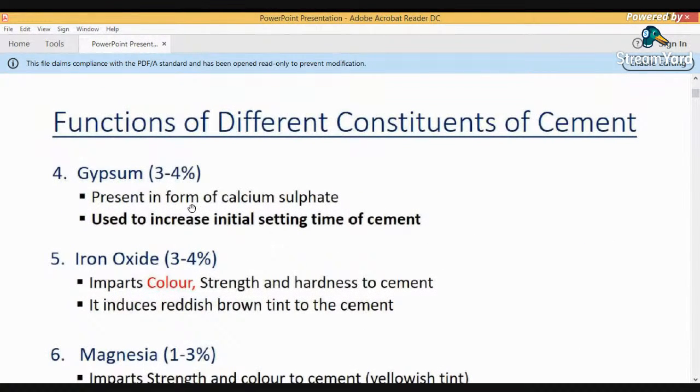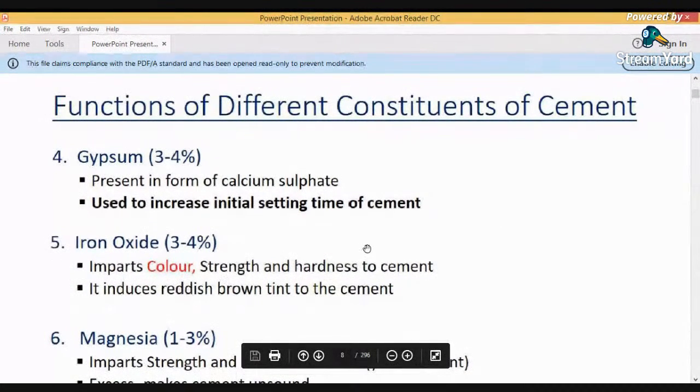Next we discuss gypsum. Gypsum generally acts as a retarder in cement. It will increase the setting time of the cement. It is generally present in the form of calcium sulfate, and it is used to increase the initial setting time of the cement.